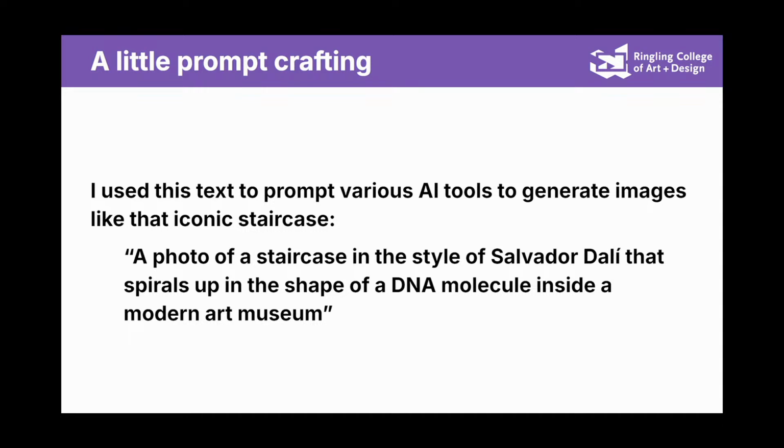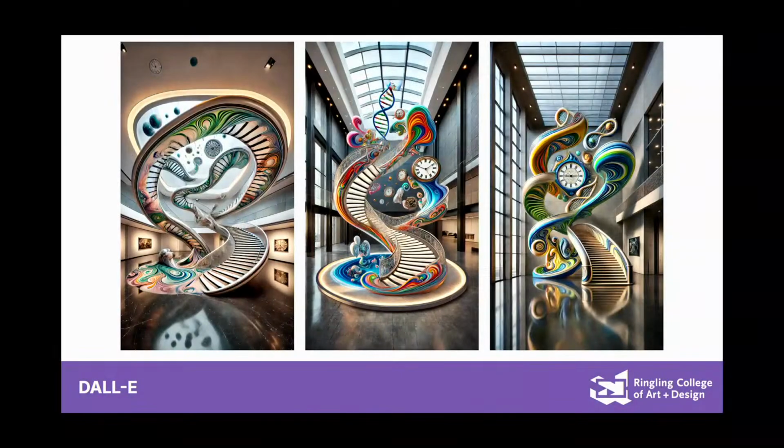right? Because it has been trained on images combined with text descriptions, right? It knows those relationships. So I said, a photo of a staircase in the style of Salvador Dali that spirals up in the shape of a DNA molecule inside a modern art museum. Okay, so who wants to bet we're going to get something that looks like what we started with, right? Of course we're not. Right, this was Dali, right?